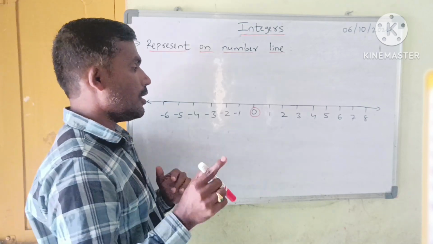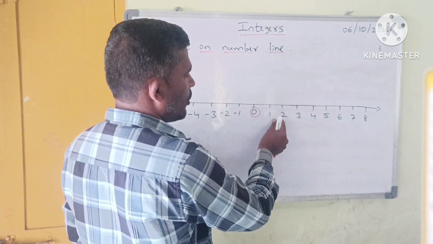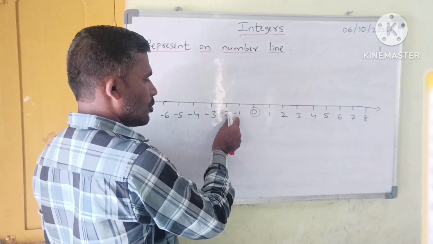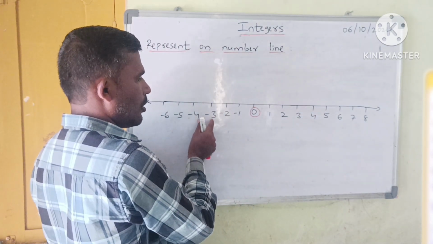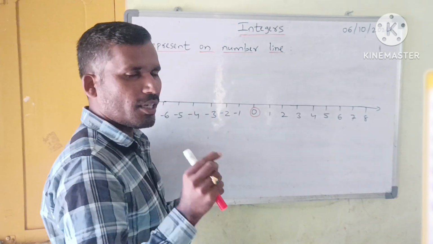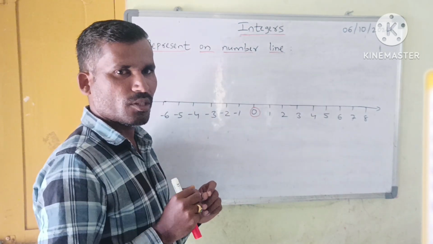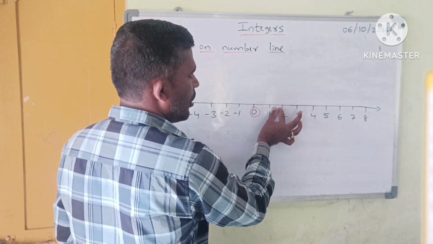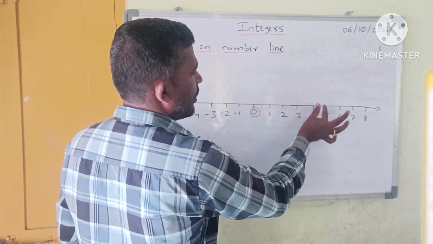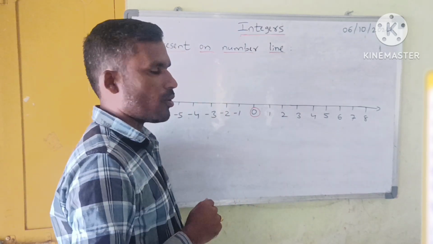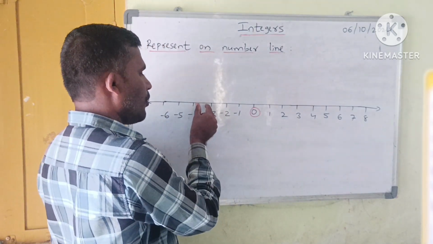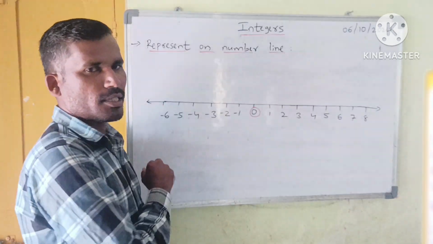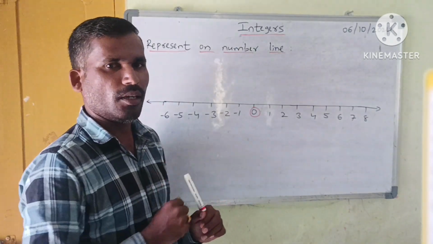And one more thing, the condition is that between 1 to 2, 3 to 4, or -1 to -2, or -3 to -4, all must be at equal distance. So we have to take equal distance. If 1 to 2 is 1 centimeter, then 4 to 5 also we have to take as 1 centimeter only. At the same time, for -4 to -3 or -5 to -6, equal distance we have to maintain.